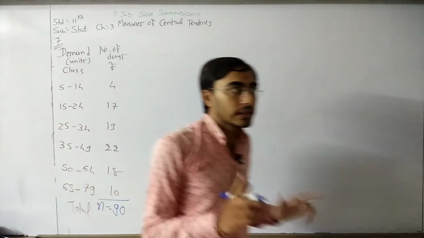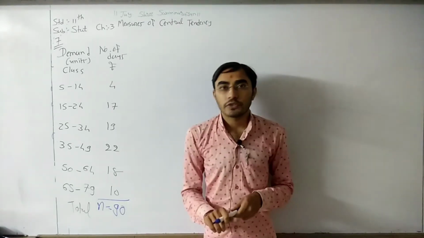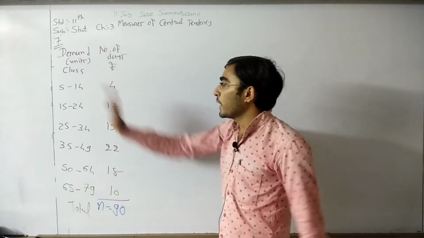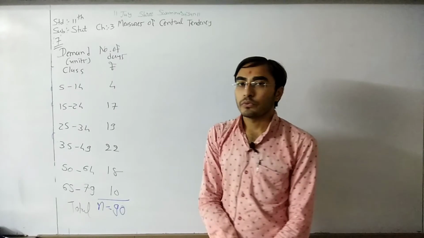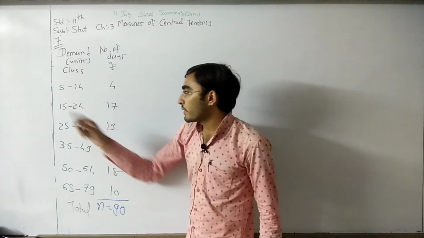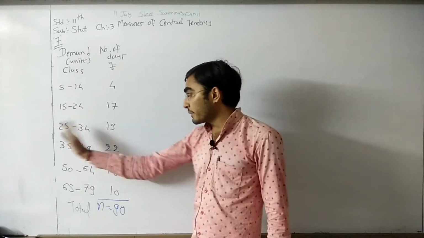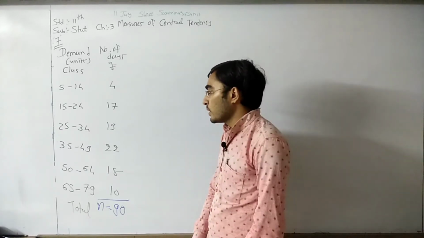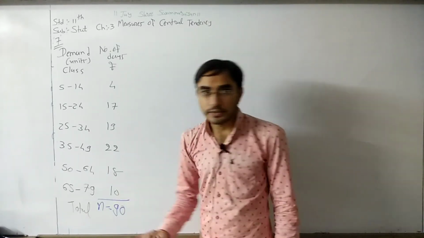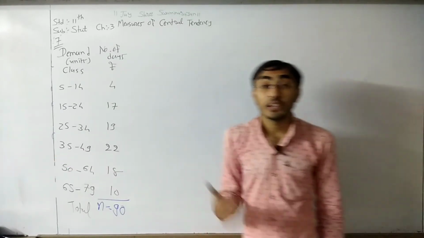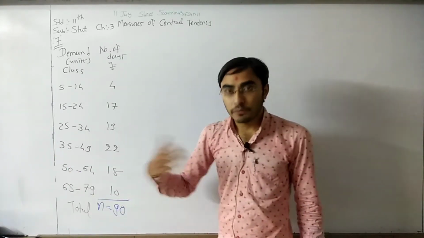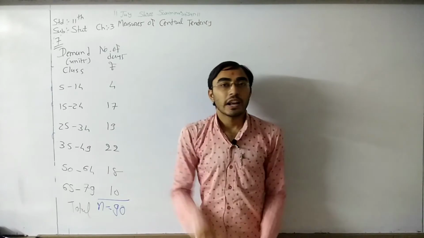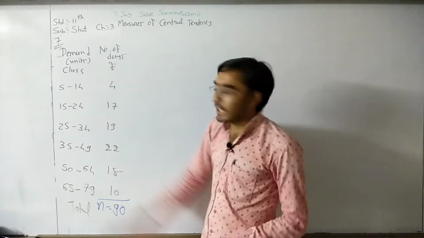Now we need to find the mean, and a continuous frequency distribution table is given to us. Now look at this class 5 to 14. 14 minus 5, class length is 9, right? 24 minus 15, class length is 9. 34 minus 25, class length is 9. 49 minus 35, here class length is 14. 64 minus 50, again 14. 79 minus 65, 14. So here class length is 9, here 14. That means class length is not same in all the classes.